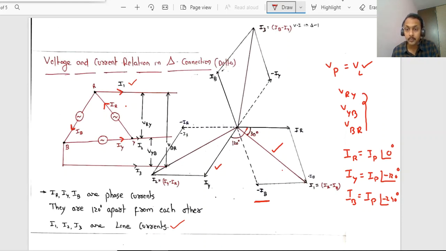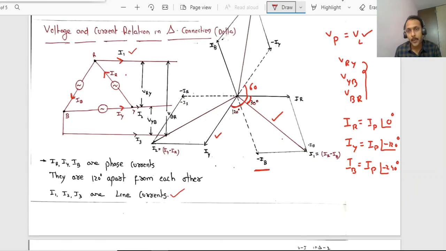Now if you observe, there is an angle difference of 30 degrees between line current and phase current. Because the angle between IR and IY is 120, but between IY and minus IY it will be 180 degrees. Out of 180, this 120 is completed. Now this angle will be 60 degrees. Right? Now here let me apply the parallelogram law.